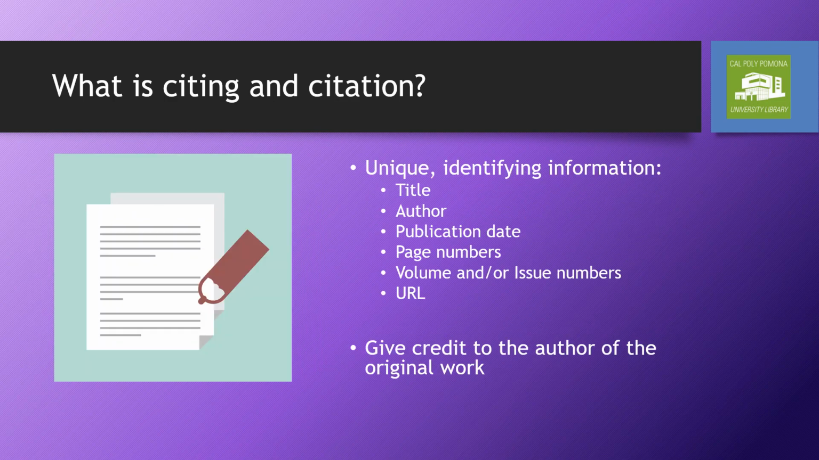A citation usually consists of unique identifying information from the original source, such as the title, author, publication date, page numbers, volume and/or issue numbers, a URL, and so forth. Citations give credit to the author of the original work where you obtained information or ideas for your research.